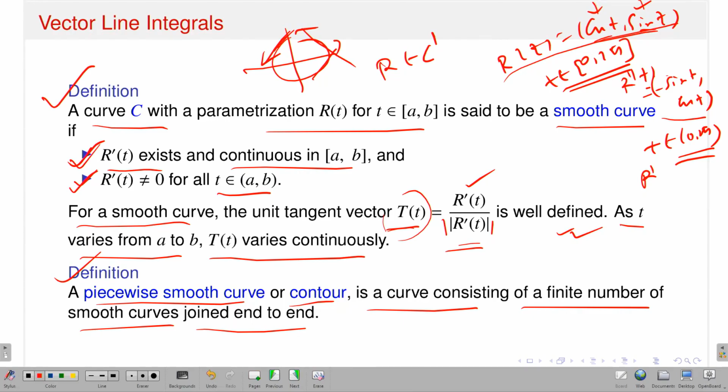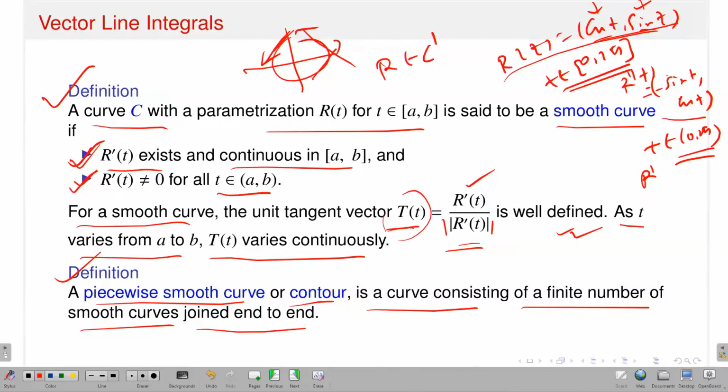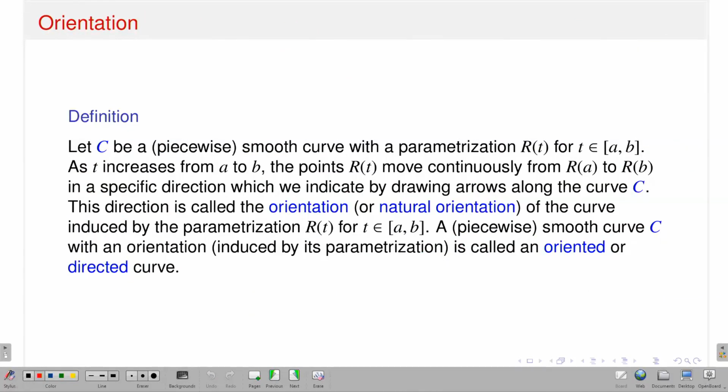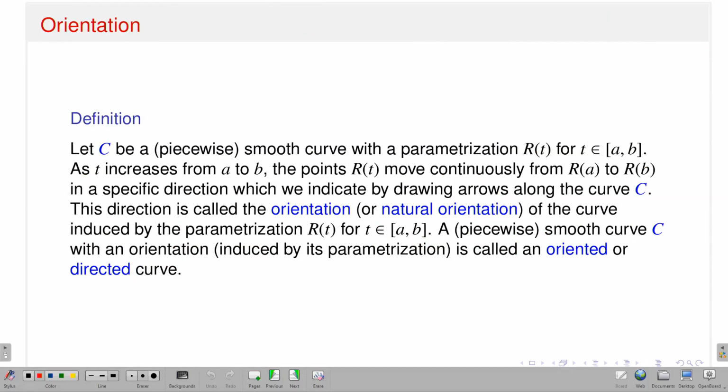Okay. So now I have the notions of closed curve, simple closed curve, smooth curve, and piecewise smooth curve or contour. So now, before defining vector line integrals, let me talk a little bit about what is called orientation.